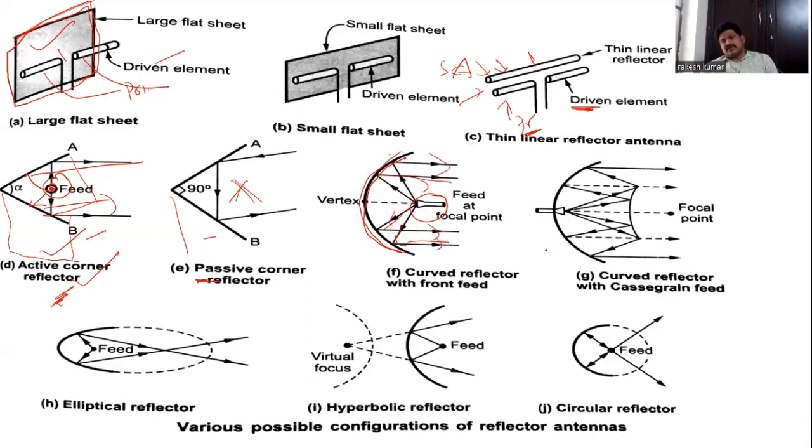This is another setting. What is the difference here? How many primary antennas are there? Only one primary antenna, and only one reflector. But if you observe here, primary antenna is there, this is the first reflector, and this is the second reflector. The wave first falls on the first reflector, gets reflected back and falls on the second reflector. This is another example of a reflector. This is an elliptical reflector, this is a hyperbolic reflector, and this is a circular reflector. These are the various examples of reflectors.